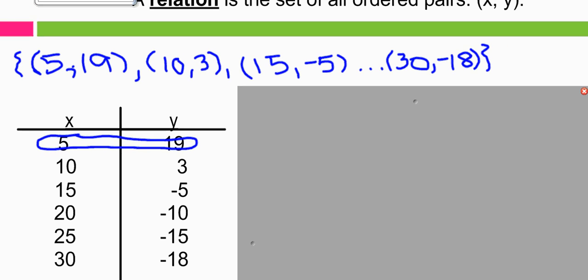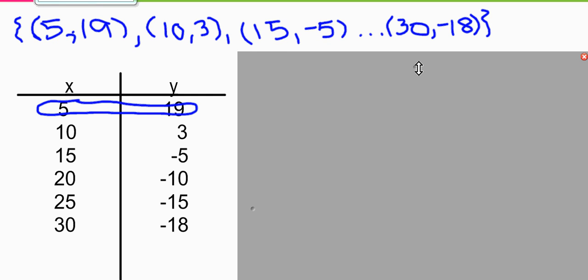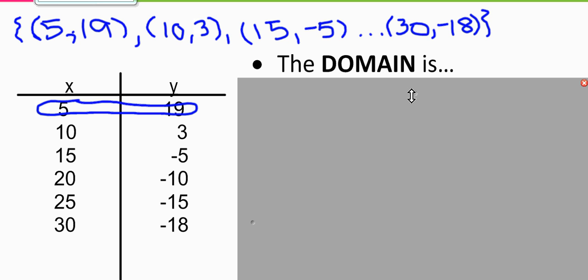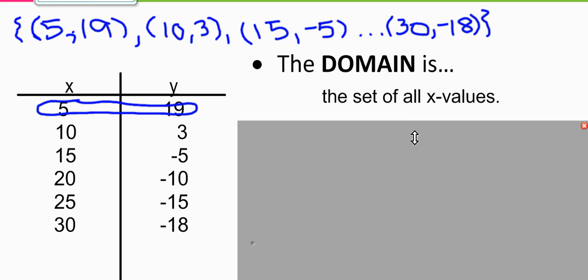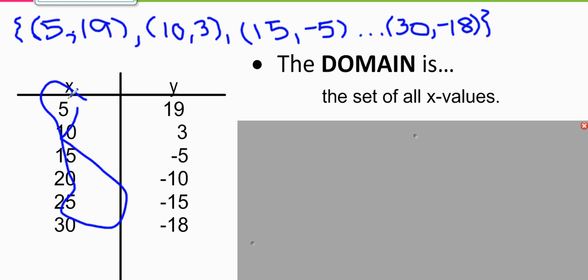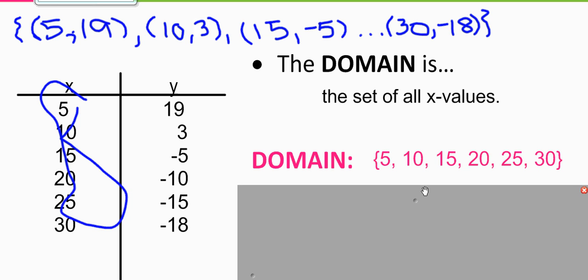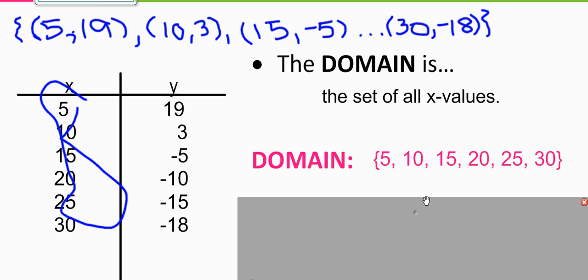Some things that we want to talk about when we're dealing with relations, or when looking at our XY table as we have it here, is the difference between the domain and the range. The definition of the domain is the set of all X values in a relation. So looking at our table, all of my X values that you see going down the left, these are our domain. And what we would want to do is write those X values in order from least to greatest as a solution set.